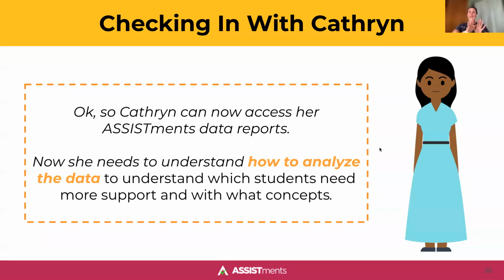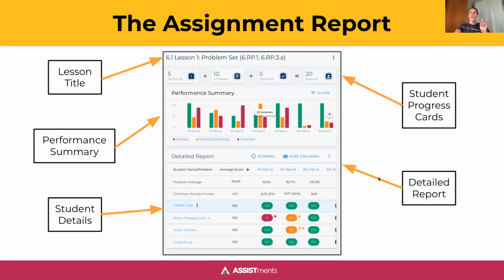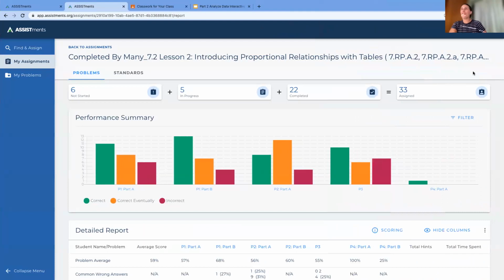All right, so Catherine now has access to her ASSISTments data report. Now she needs to understand how to analyze the data, to understand which students need more support and with what concepts. So this is going to be a pretty meaty part of our discussion today. So I'm going to overview the report, show you all the pieces of relevant information that you might want to dive into, and then we're going to have a little bit of time to unpack, and you'll be able to do a little playing around with the report on your own.